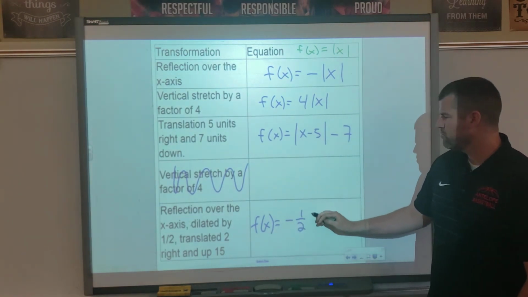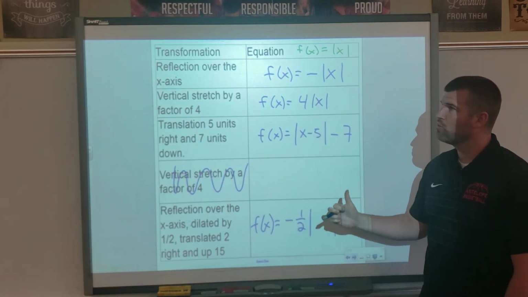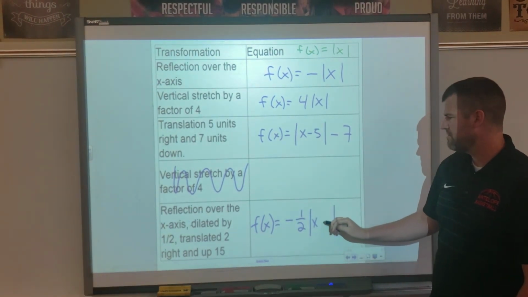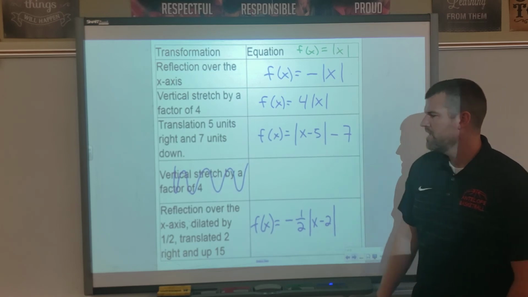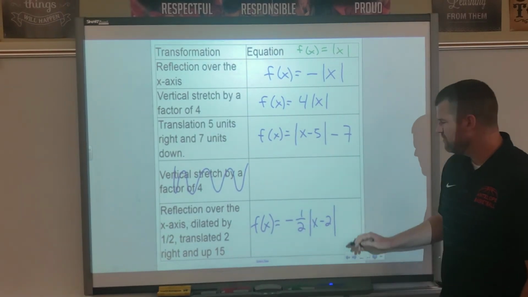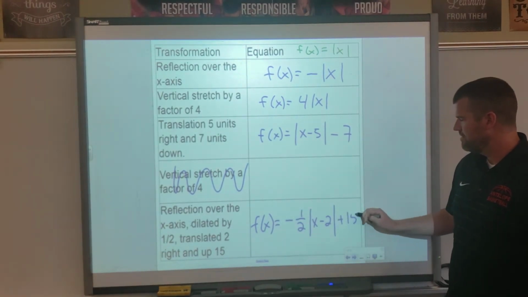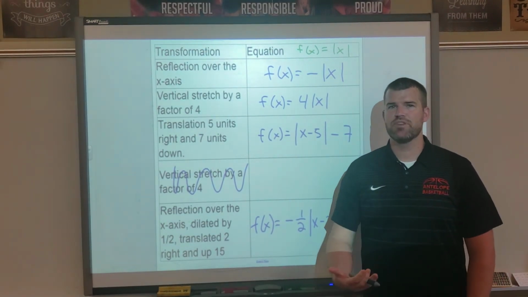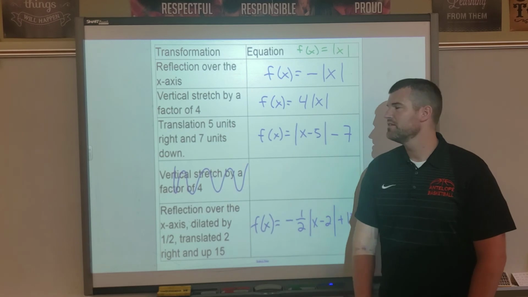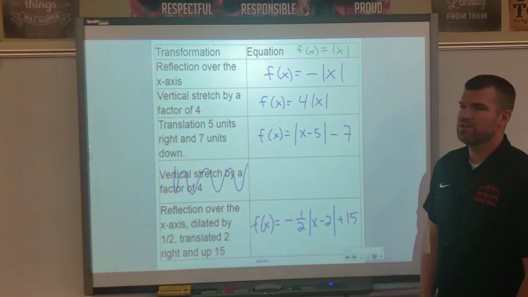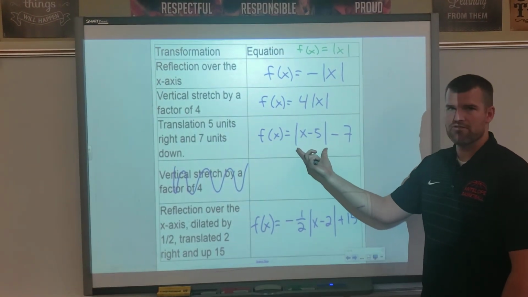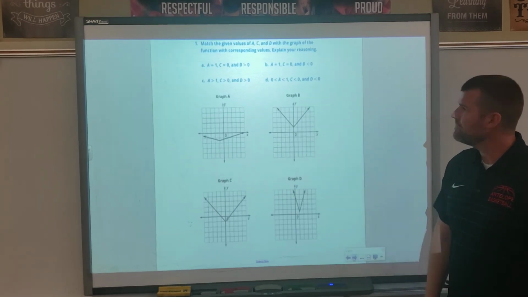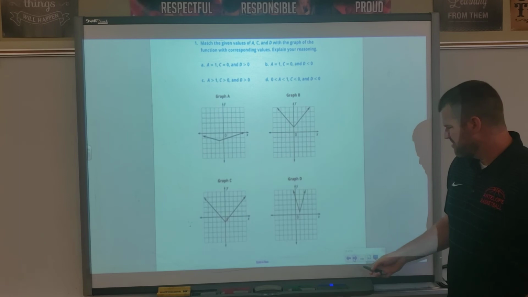Translated 2 to the right. Well, if I'm going to go right, I need it to say negative in my bars. So x minus 2. And if I want it to go up 15, we need plus 15. So again, writing the equation, it's basically the same thing as vertex form for a quadratic. That's basically the same formula we use for absolute value, just with bars instead of parentheses squared. All right, I'm going to skip this. It's a little too small to read.